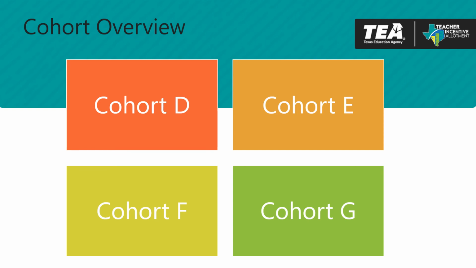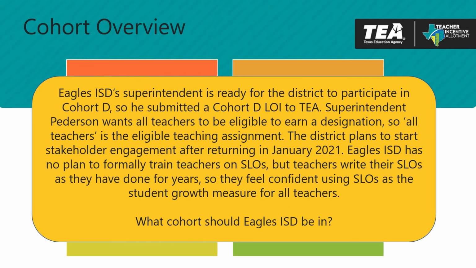Keep in mind as I read this example that the Cohort D application is due on April 15th, 2021. Also keep in mind that stakeholder engagement best practice should be at least 1 to 2 years prior to application submission. However, please keep in mind that that is best practice. The timeline really depends on district context and needs.